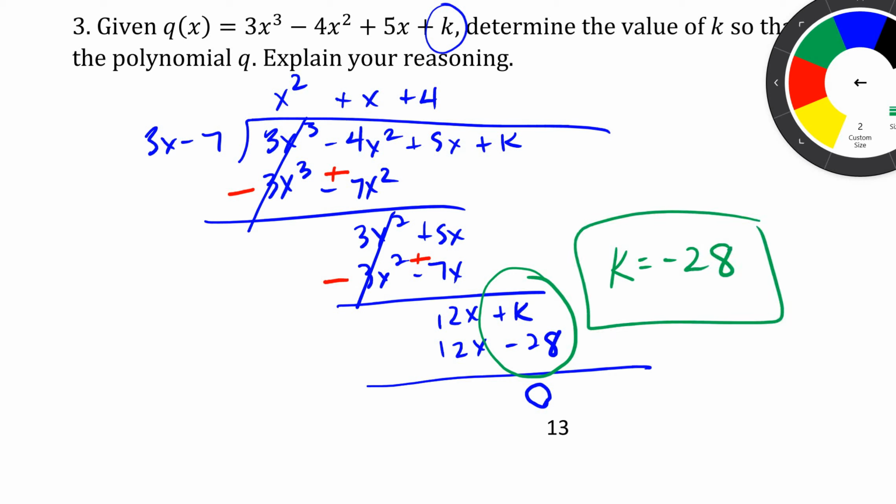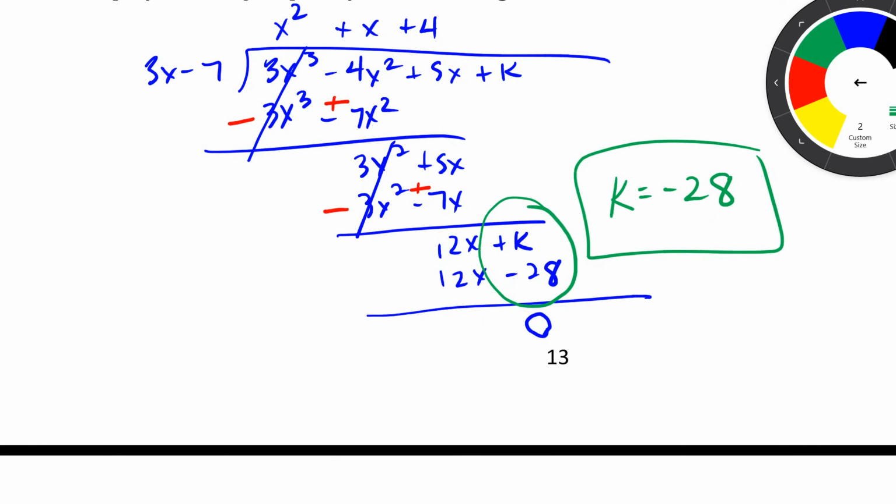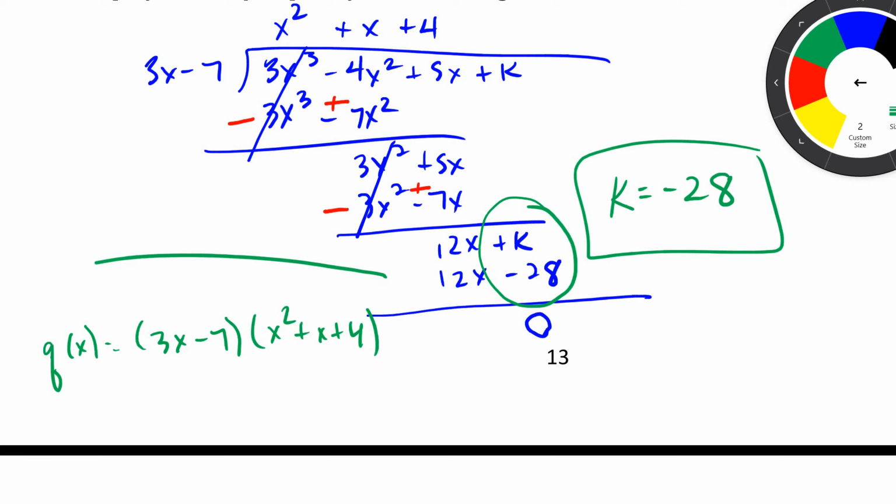By doing that, I get a remainder of 0, meaning x squared plus x plus 4 is a factor of the polynomial. Now, it didn't ask us to do this, but we can rewrite q of x then as a product of two factors, 3x minus 7 and x squared plus x plus 4. But this is really what they wanted you to find.